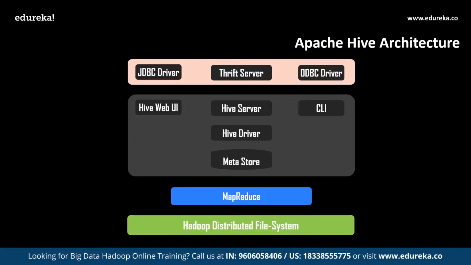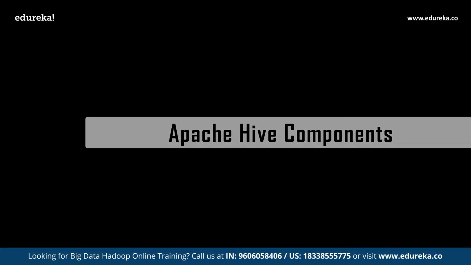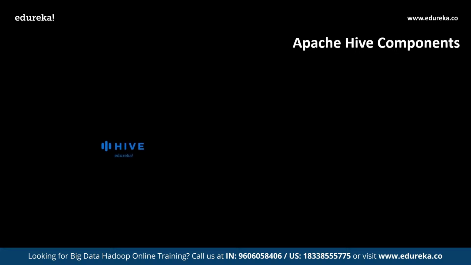Followed by that, we have the MapReduce and HDFS. MapReduce is the processing layer which executes the mapping and reducing jobs on the data provided. Lastly, the HDFS or Hadoop Distributed File System is the location where the data which we provide is stored. So this is the architecture of Apache Hive. Then moving next, we have Apache Hive components. So what are the different components which are present in Hive?